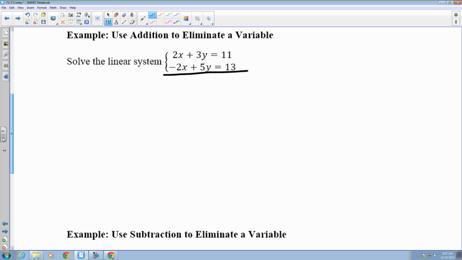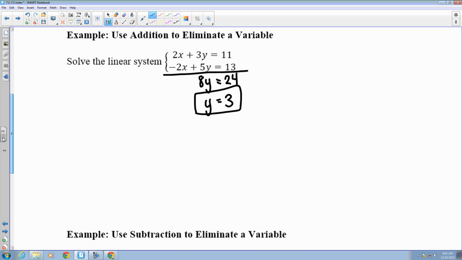So 2x plus -2x cancels. 3y plus 5y is 8y. 11 plus 13 is 24. And then we need to solve this equation for y. Divide both sides by 8, and y is 3.